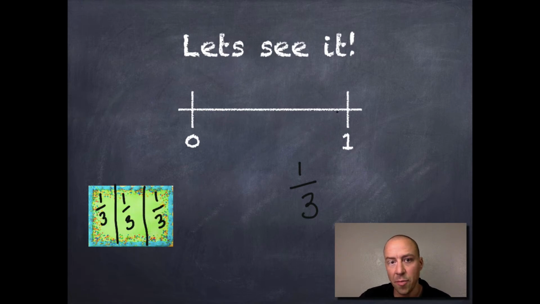Okay, well, let's do the same thing with our number line. Let's cut it into 3 equal pieces. I might not be perfect here, but I'm going to try. I think that's about 1/3.